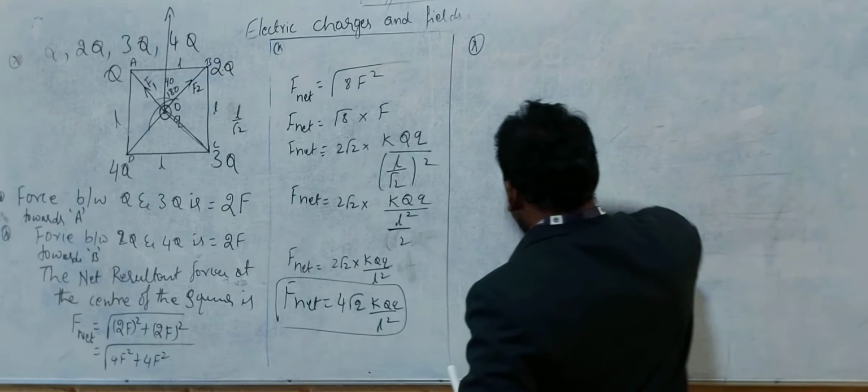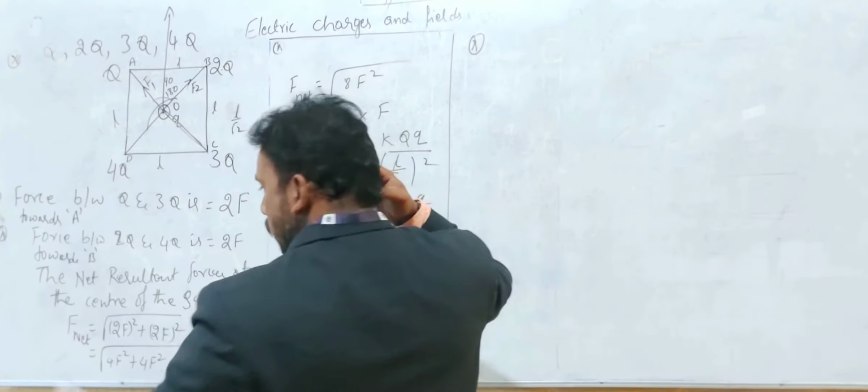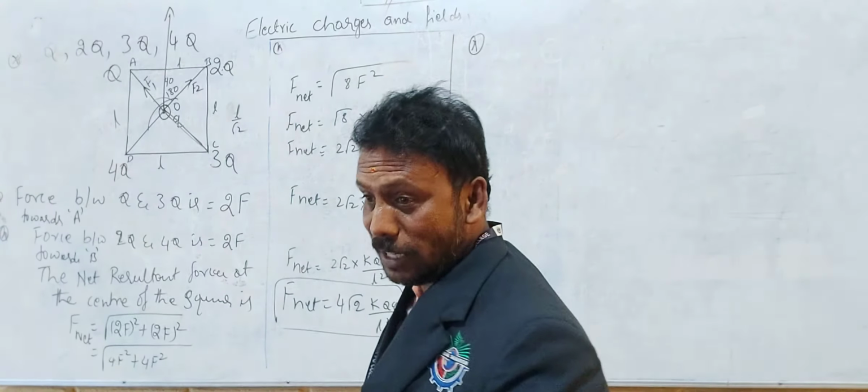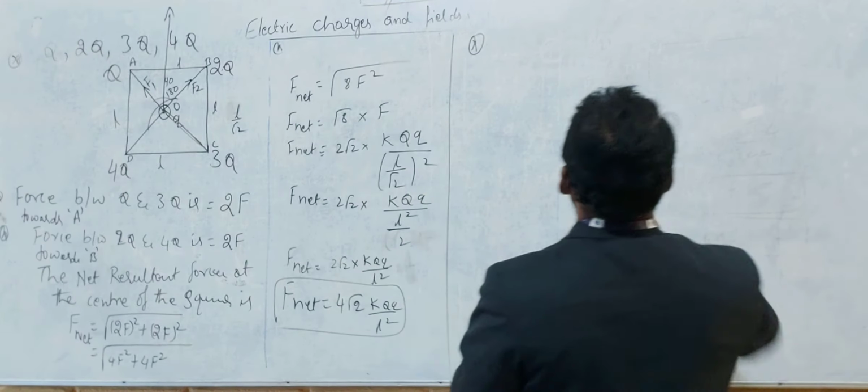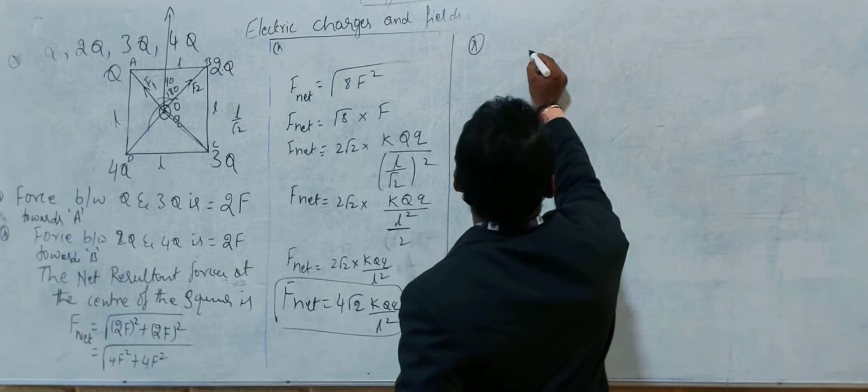Hexa means how many sides? 8. Right? 8 sides? No, 6 sides. Octa means 8.